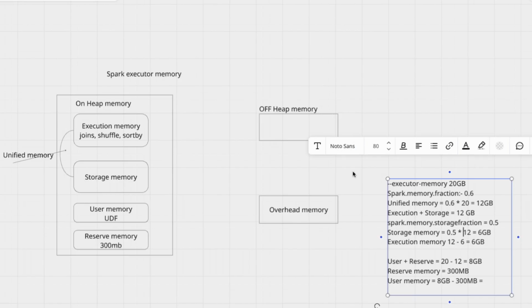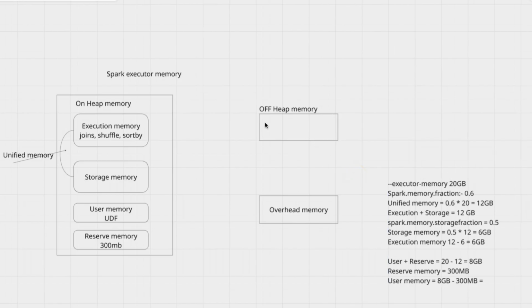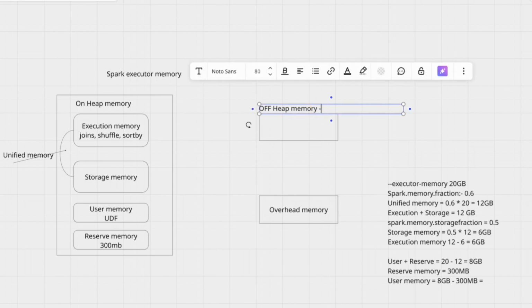Now there are two more things: overhead memory and off-heap memory. We'll talk more about off-heap memory in a later part of this video, just to give you an overview: by default it is disabled. When you enable off-heap memory, then you have to give the size of the off-heap memory.